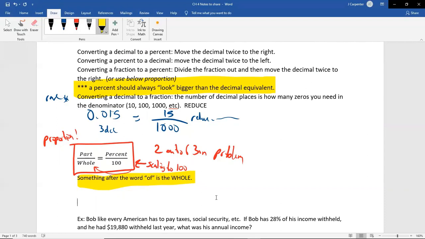All right. Bob, like every American, most Americans, has to pay taxes, Social Security, etc. If Bob has 28% of his income withheld amongst those groupings, so when I say withheld, I'm talking about taxes, Social Security, Medicare, all that stuff, whatever. And he had $19,880, so about 20 grand withheld last year. So Uncle Sam took 20 grand from Bob. You know, Bob's probably not happy about that, but there's some other things going on here, so let's not panic yet. What was his annual income?